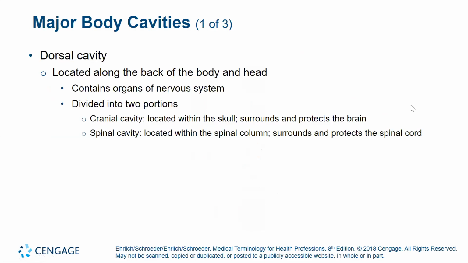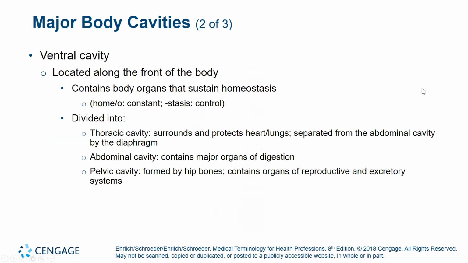Some of the major body cavities. We have the dorsal cavity. This contains the organs of the nervous system, and it's located along the back of the body and head. This is divided into two portions, the cranial cavity and the spinal cavity. The ventral cavity is located along the front of the body. It contains the body organs that sustain homeostasis. Looking at the term homeostasis, you're able to break that term down. Homeo is constant, stasis is controlling.